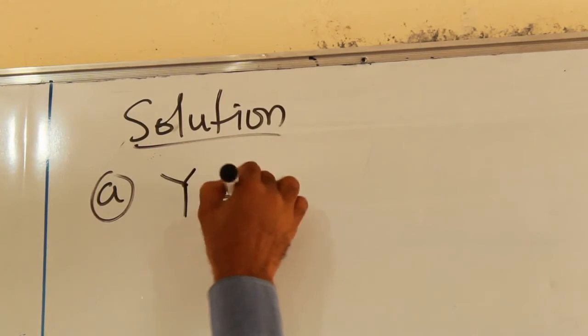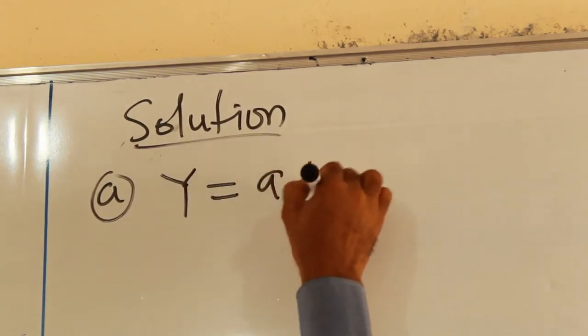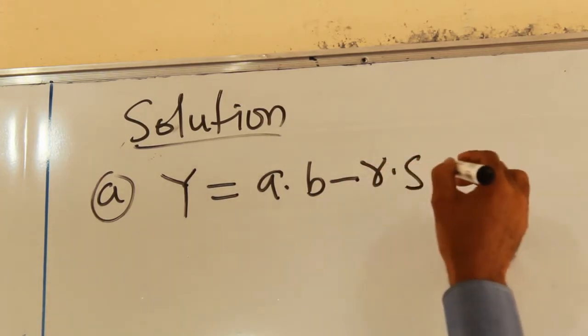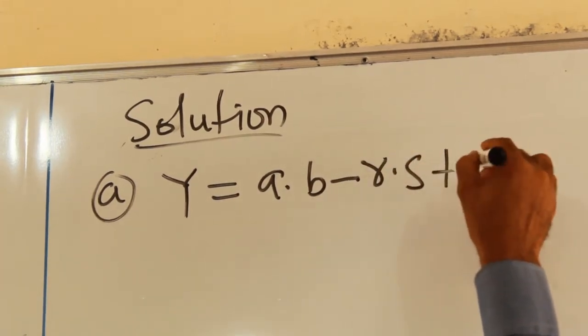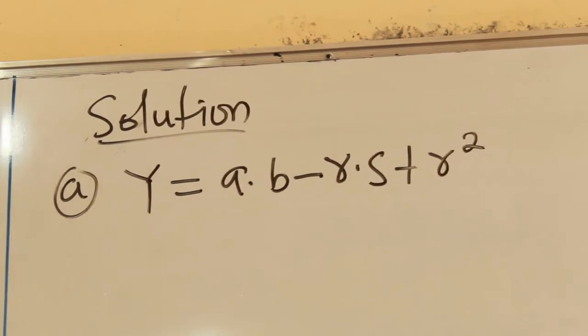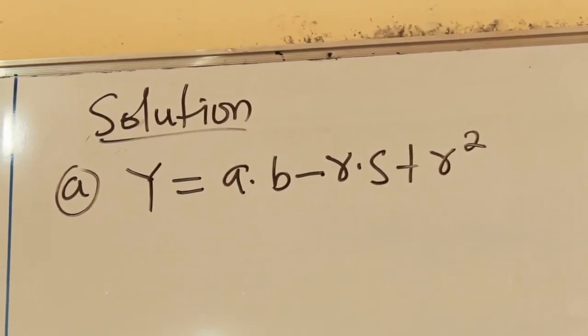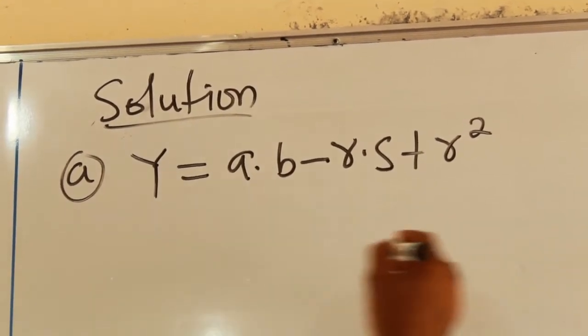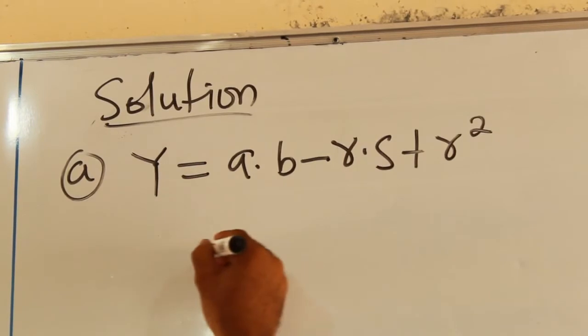Y equal to A dot B minus R dot S plus R squared. So using our operators in basic programming, how do we solve that? Let me take it here.